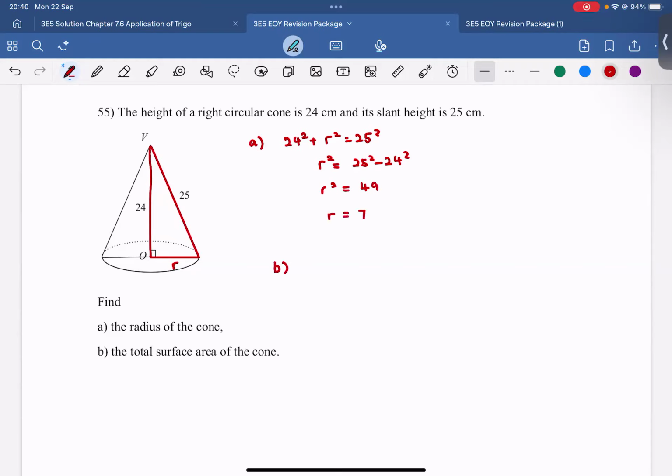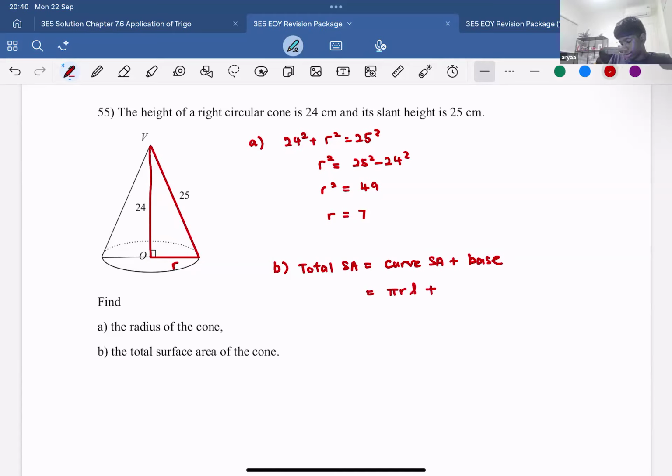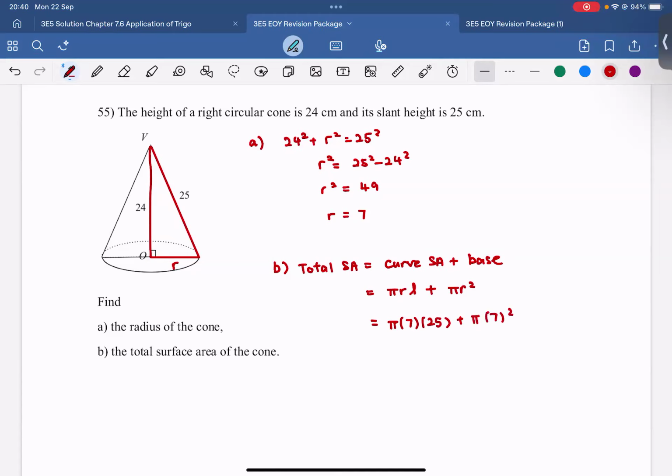Okay, the total surface area of the cone. So the total surface area includes what? Anyone? Curved surface area. And the base. Yeah, the base. Okay, so there is the curved surface area and the base. What is the curved surface area of the cone? The formula? Pi RL. Then what is the base? Base is the shape of a circle. So area of circle is just pi r square. So now put in your numbers. L is 25. R is 7 squared. What do we have?